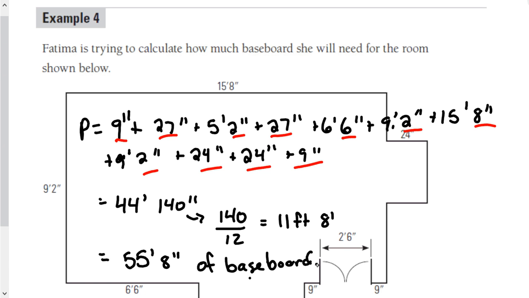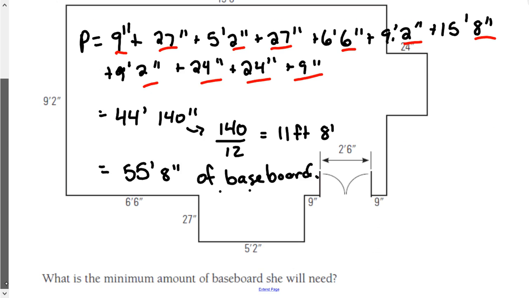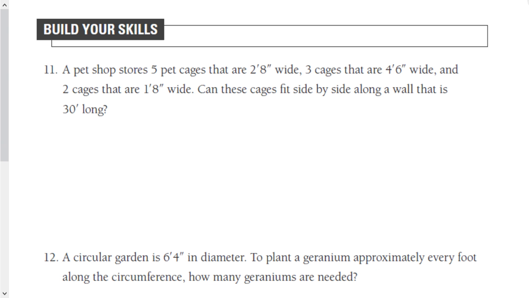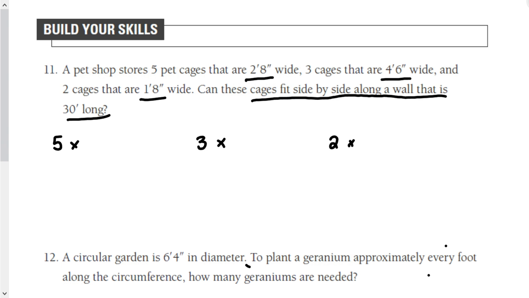The other way that you could do this is you could convert it all to inches first and then to feet, but that's a little bit of extra steps. All right, a pet shop stores 5 pet cages that are 2 feet 8 inches wide, 3 cages that are 4 feet 6 inches wide, and 2 cages that are 1 foot 8 inches wide. Can these cages fit side by side along a wall that is 30 feet long?